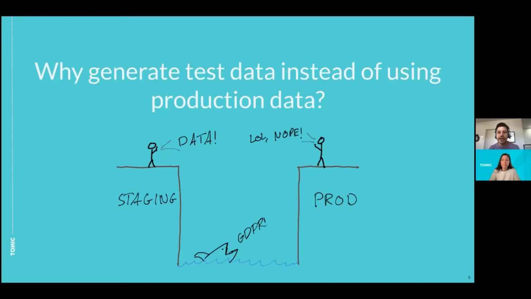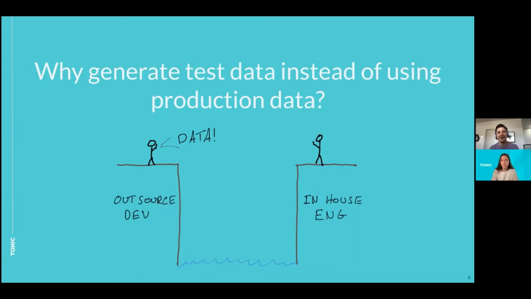GDPR specifically states that you really shouldn't be using production data in staging. CCPA, the California law that's recently come into place, which is modeled a lot after GDPR, has the same stipulations. SOC 2, same stipulations. There are a lot of reasons why in that scenario you can't use production data in your staging environment.